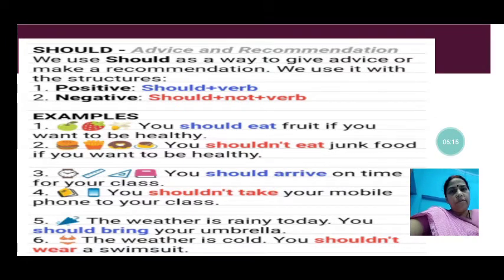Now, in the fifth one, see, the weather is rainy today. You should bring your umbrella. So, the weather is raining. There is a possibility that it can rain. So, what should you do? You should take an umbrella with you. Then, the weather is cold. You shouldn't wear a swimsuit. So, the weather is cold over there. So, instead of wearing the swimsuit, you should not go for swimming. Instead of that, what should you do? You should wear woolen clothes.